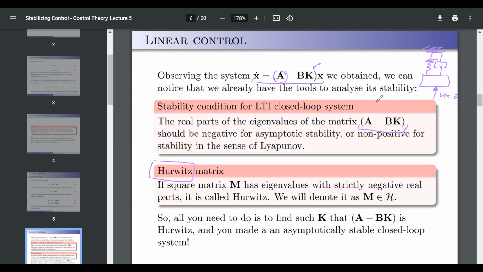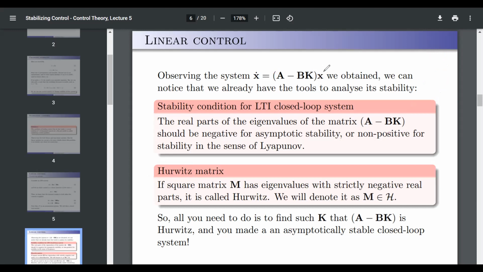So regarding stability, I don't want to create the impression that K is somehow a necessary component of stability. K is just an instrument for adjusting the stability of the system, to make it stable if it is unstable. But we don't have to use it. All right, so the game is to find such K that A minus BK is stable. Hurwitz. Okay.